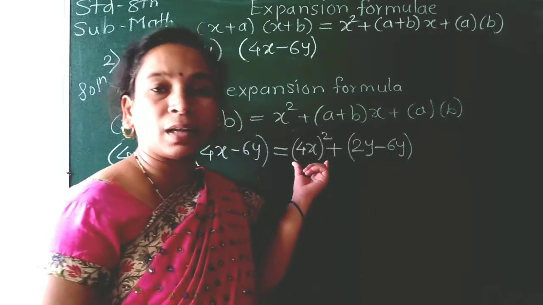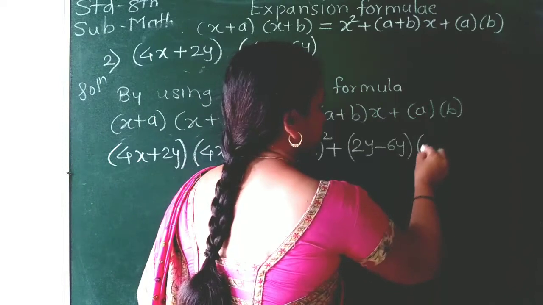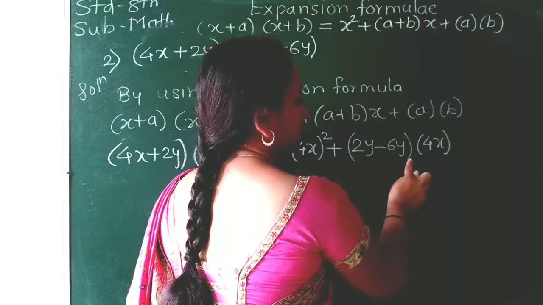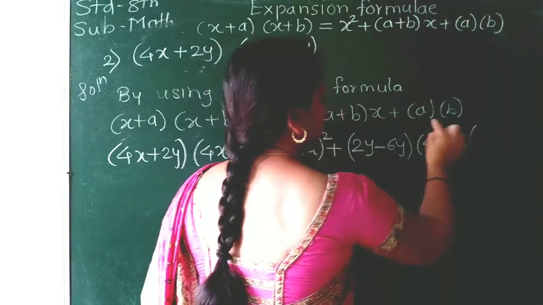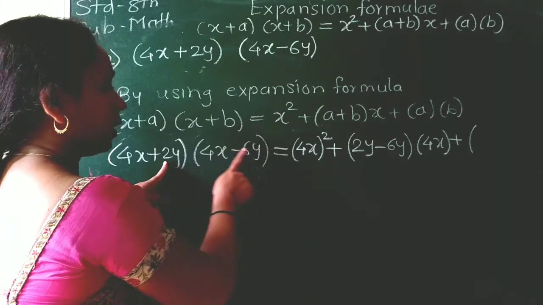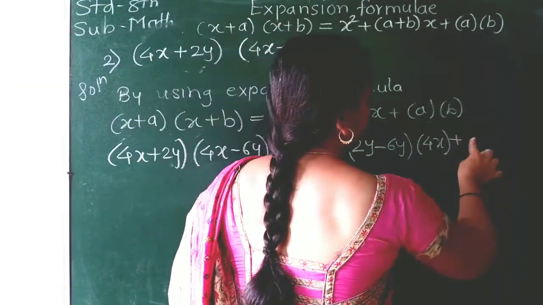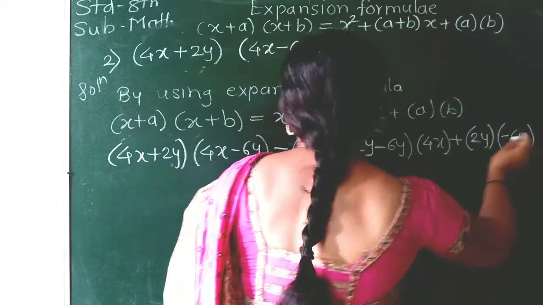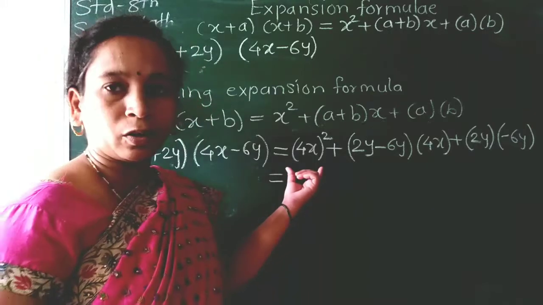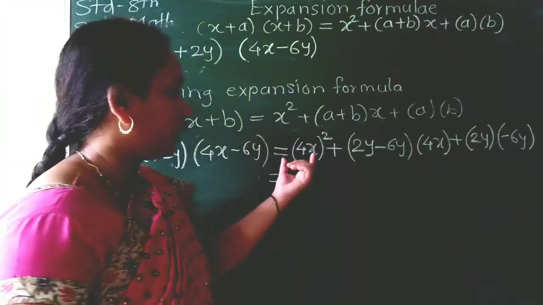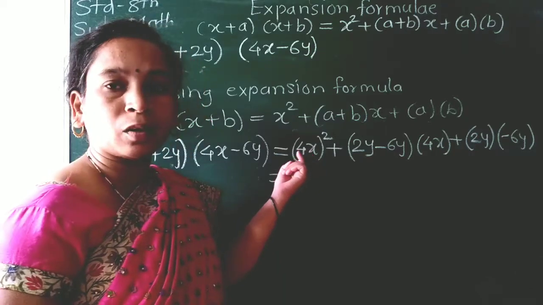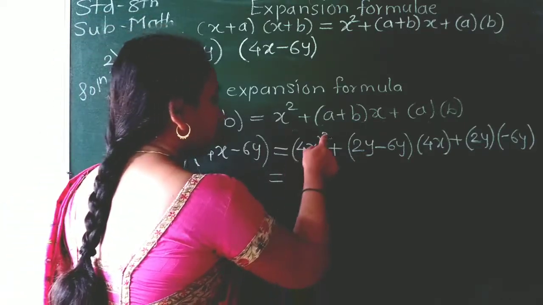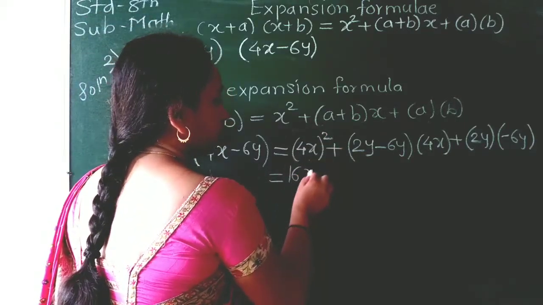Again the x value we have to replace with 4x. I have written this term here: a + b, 2y - 6y, into 4x. Now the product of these two terms, a and b: 2y and 6y, their product is negative 6y. Square of this: when you want to square any variable with a coefficient, you have to square the coefficient and also the variable. So here 4² would be 16 and x² would be x².